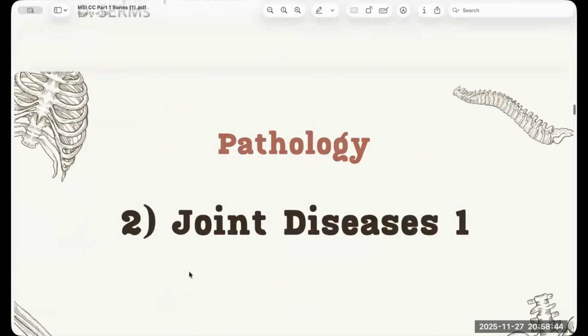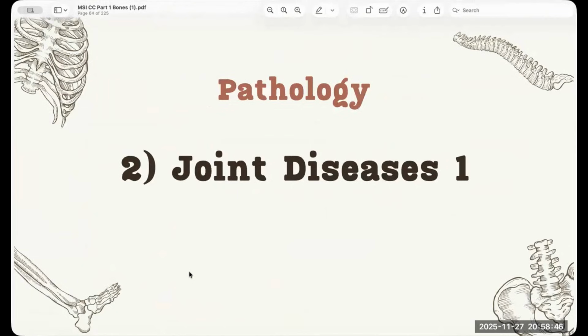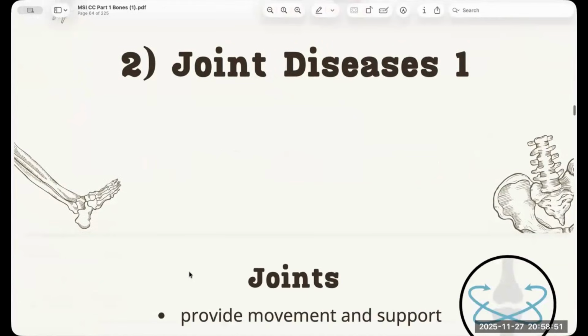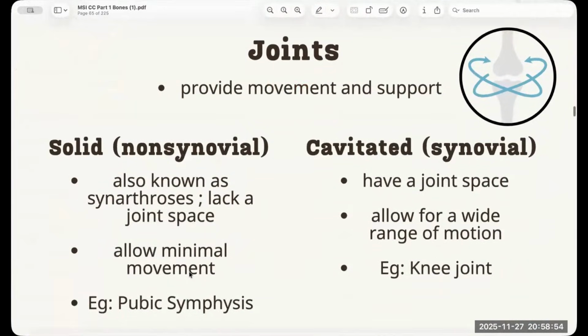Now we start the second lecture of pathology, and we go more into joint diseases. So this is joint disease number 1. For the basics, joints provide movement and support, all right, mobility, and there are 2 types of joints: solid and cavitated. The solid are non-synovial, because they lack a joint space and they allow minimal movement.